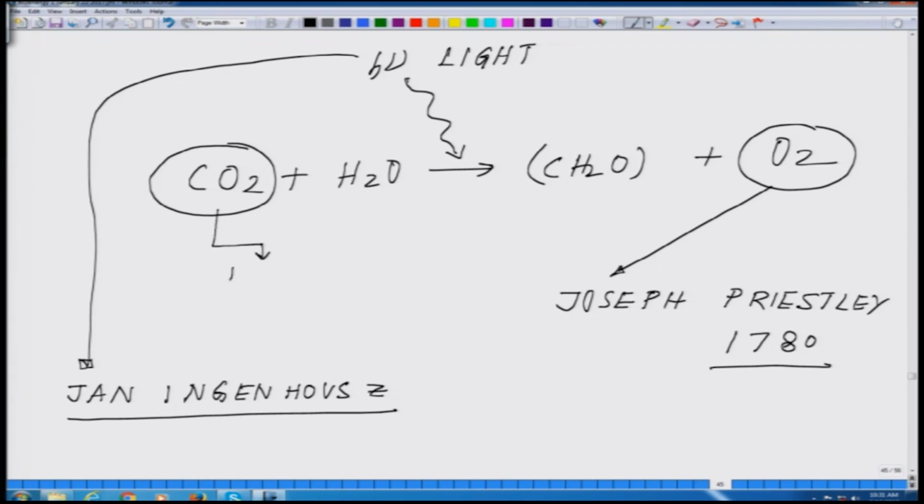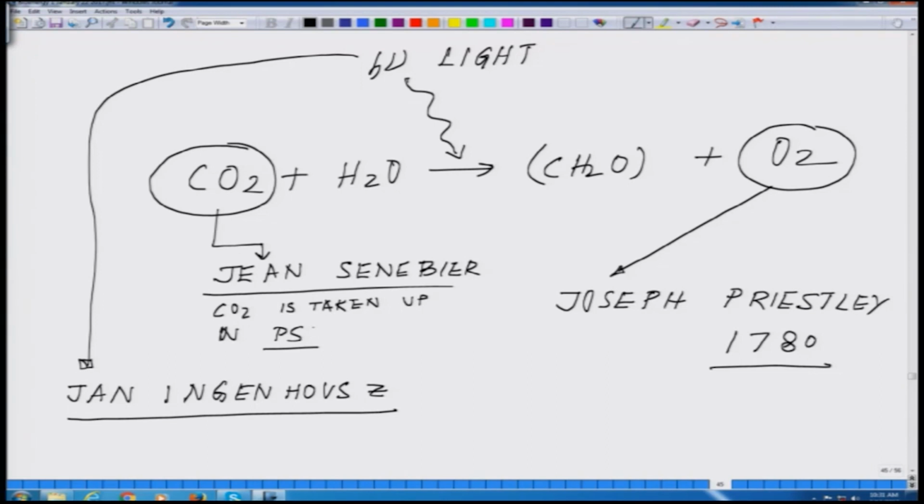Jean Senebier showed that CO2 is taken up in photosynthesis. I am just putting PS for photosynthesis, not putting the whole name. Then came the role of water out here. I am just putting a different color code for your understanding. The role of water was basically shown by a person called Theodore de Saussure.